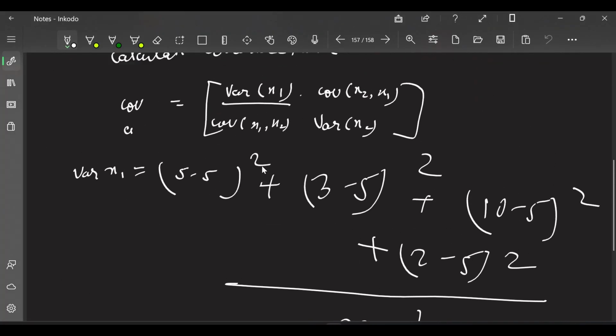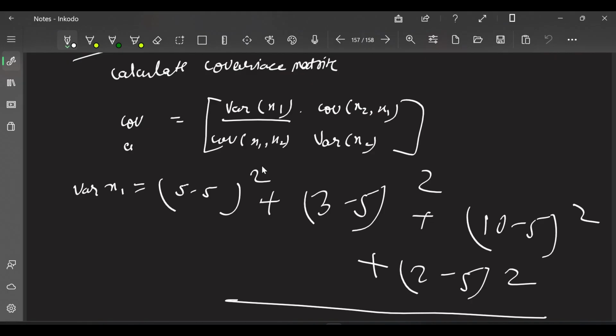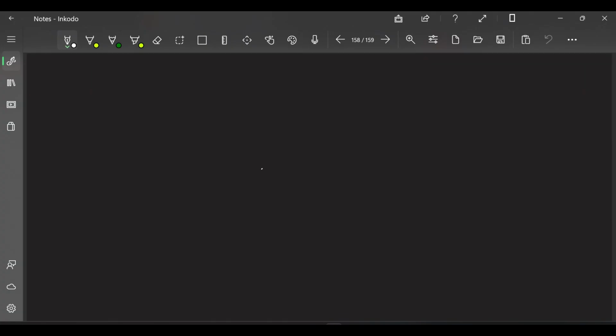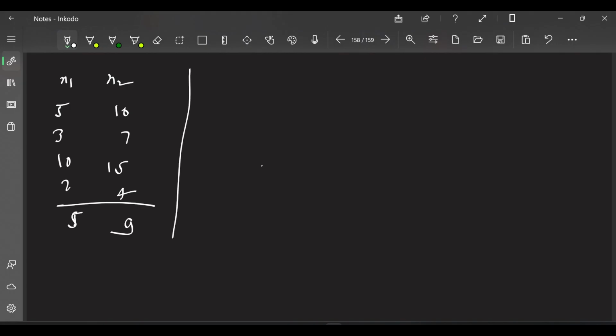So here we have calculated the variance. So now covariance, we will calculate it like here. See, the table I am writing here: x1 and x2, 5, 3, 10, 2, and here it was given 10, 7, 15, sorry, and 4. So its mean is 4. What was its mean? 5 and 9. Okay. So covariance, we can calculate it like first we have to calculate for x2 comma x1.